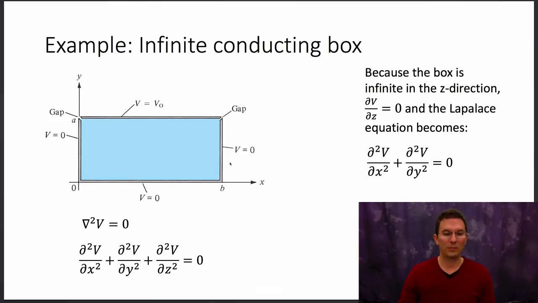In other words, when x is equal to b, for any value of y, the potential needs to be 0. When x is equal to 0, for any value of y, the potential is 0. When y is equal to 0, for any value of x, the potential needs to be 0. And when y is equal to a, for any value of x, the potential needs to be V naught. So that's our task: solve this partial differential equation subject to those 4 boundary conditions.